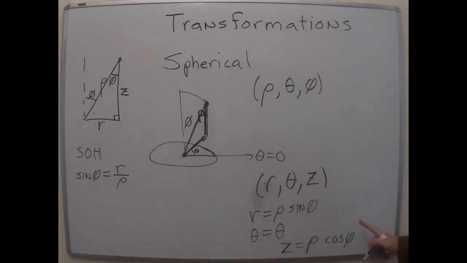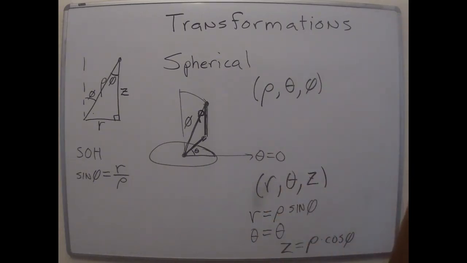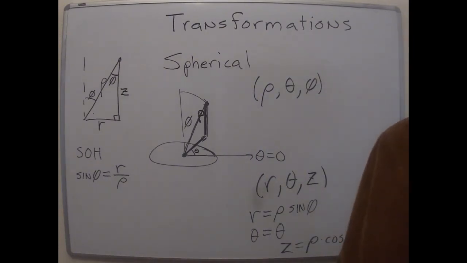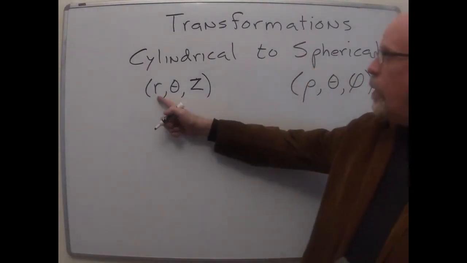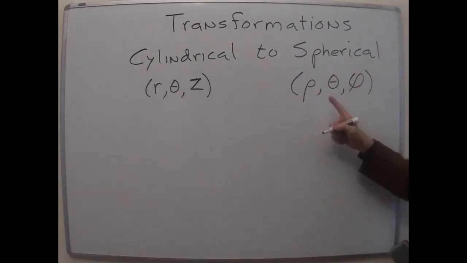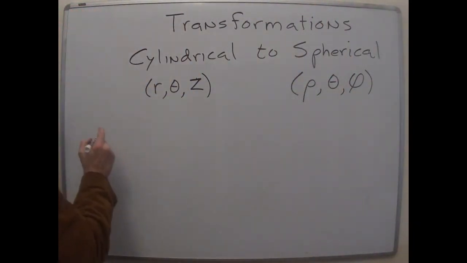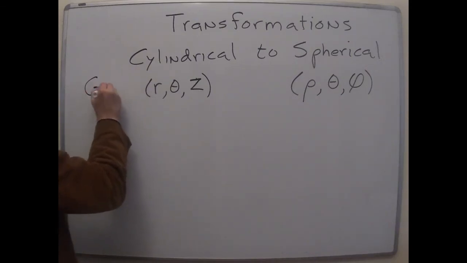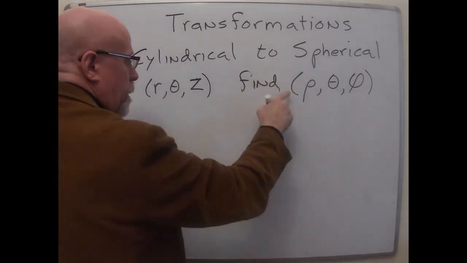I think the only thing left is to see if we can go from cylindrical to spherical. So that's the question I'm asking. If we're in cylindrical coordinates, meaning we know r, theta, and z, can we figure out what our coordinates are in the spherical form with rho, theta, and phi? And let me just be very clear. Given those guys, find these guys.